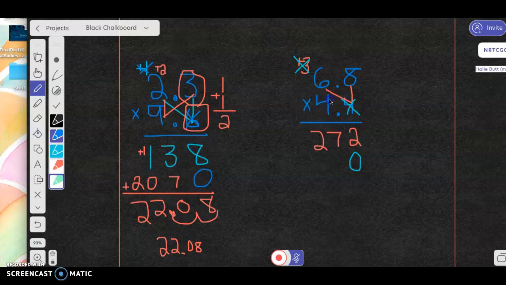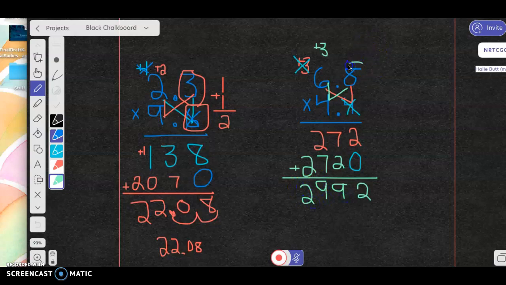We have 8 times 4 again, which is 32. 6 times 4 is 24, 25, 26, 27. Add them up. 2, 7, 8, 9. Another 9. And a 2.